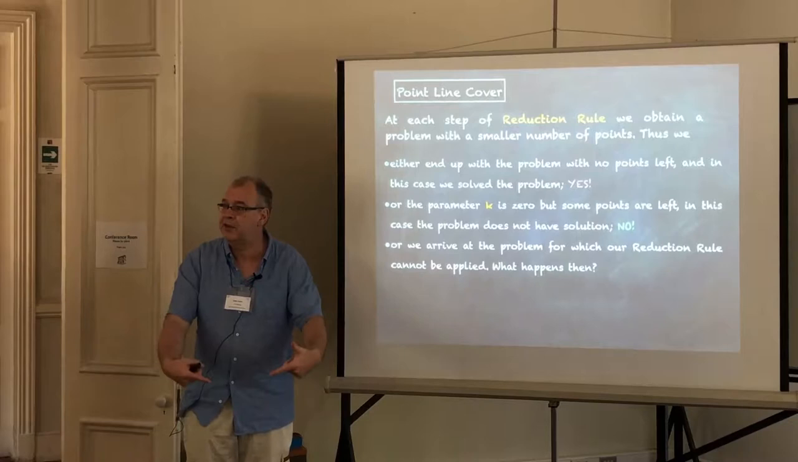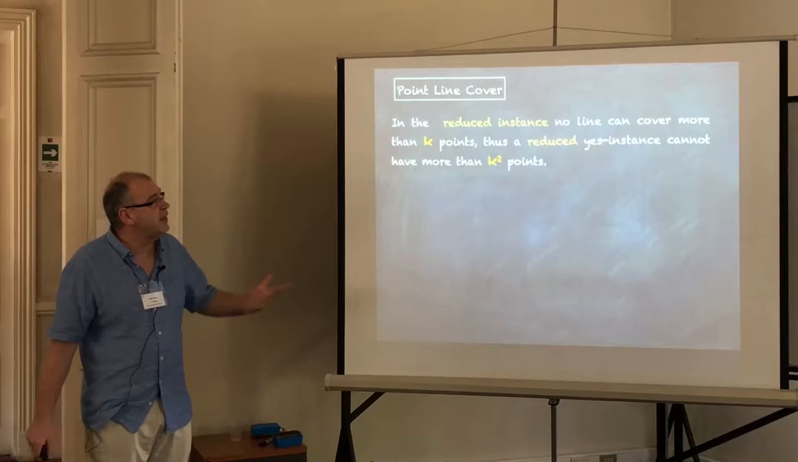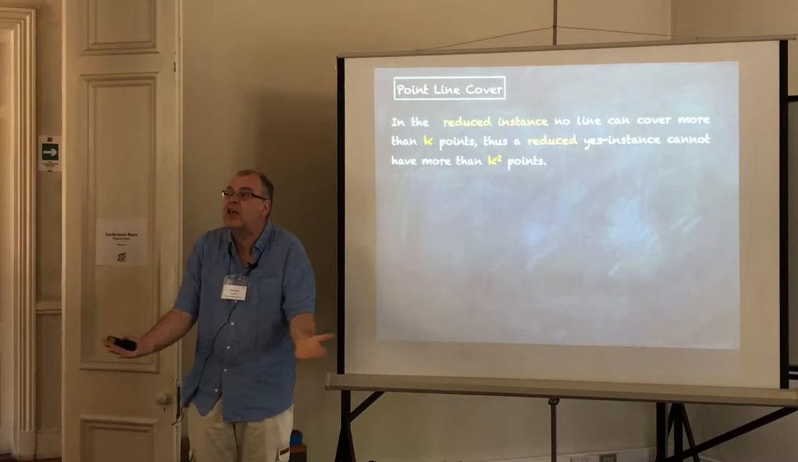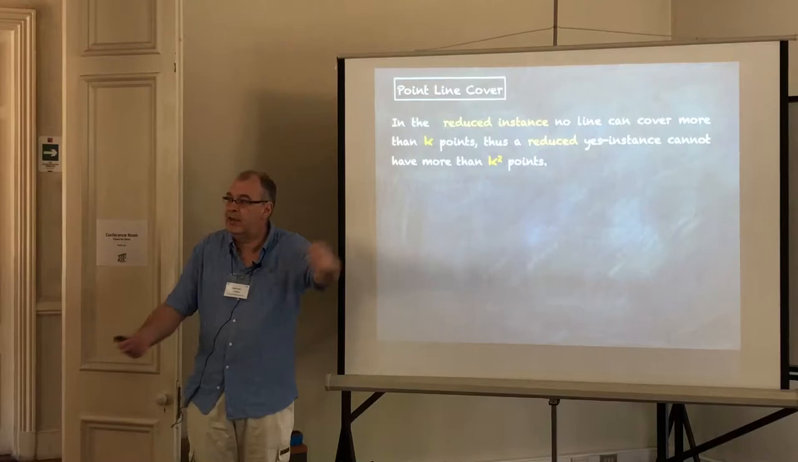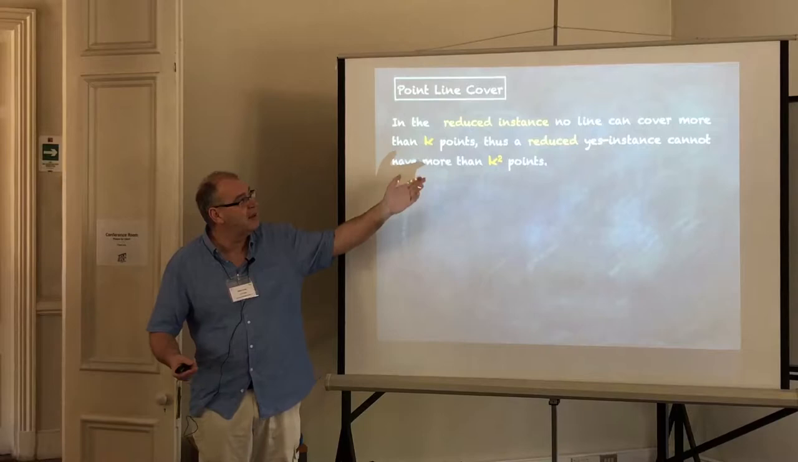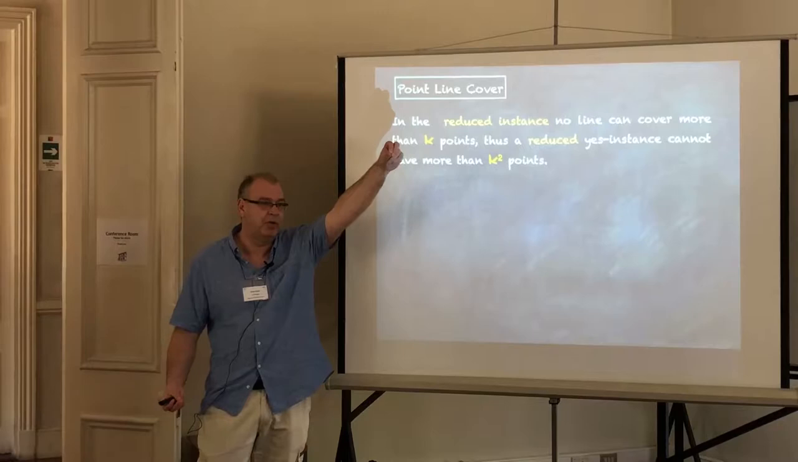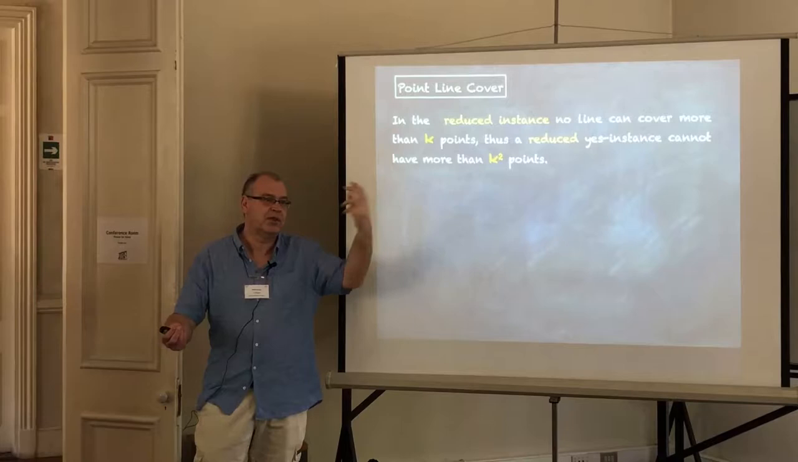Okay, let's see. So in this instance, there's no line which can cover more than k points. And what does it mean? That if I have a yes instance, this yes instance should contain at most k square points. Right? Every line now can cover... So if I have more than k square points, and if my instance is irreducible, I just say no. Otherwise, I have at most k square points, because every line covers at most k points now. And I know that a yes instance should contain at most k lines. So k times k is k square.